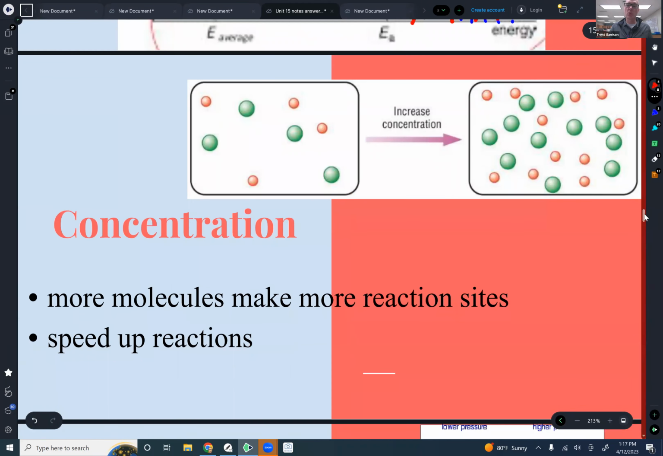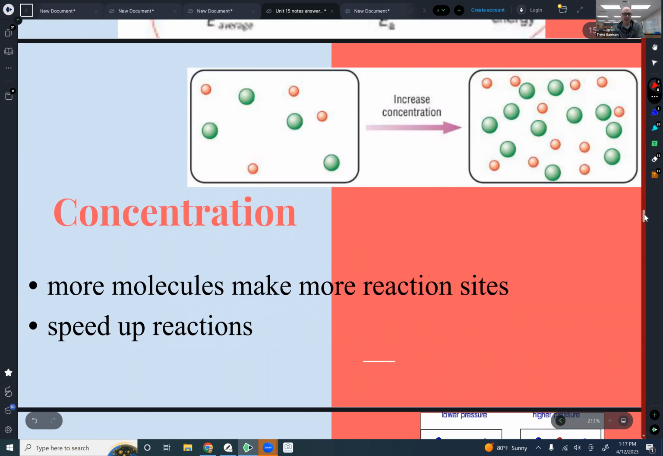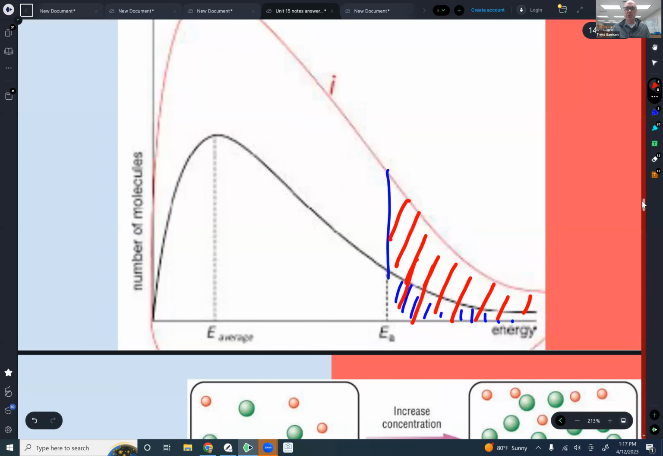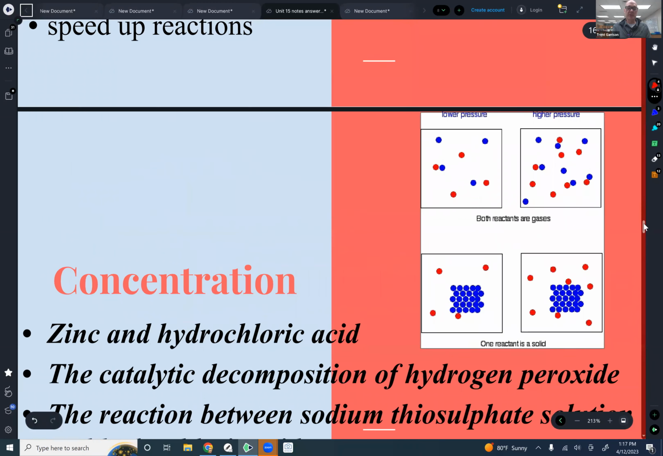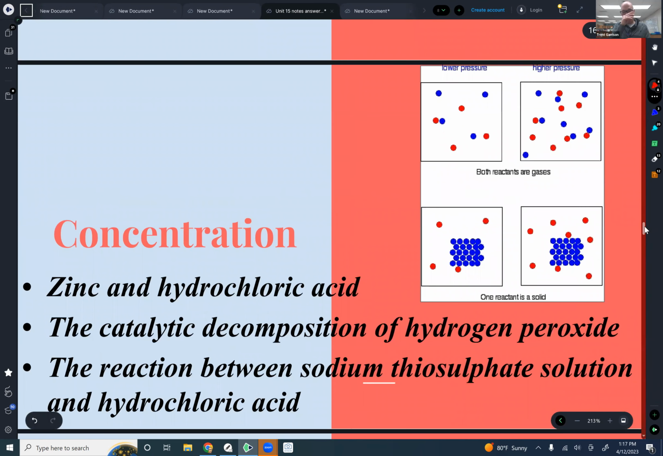Now, concentration. What happens if I change the concentration? It's going to look a whole lot like what we just did on the Maxwell-Boltzmann because we are adding more particles. So it has the exact same effect on the Maxwell-Boltzmann that this one did because we're adding more particles. Examples of this one are shown here with sodium thiosulfate and hydrochloric acid. If we add more, we could speed up the reaction. Zinc and hydrochloric acid, the more particles I put in, the faster the reaction goes. So that's all that this is showing here.